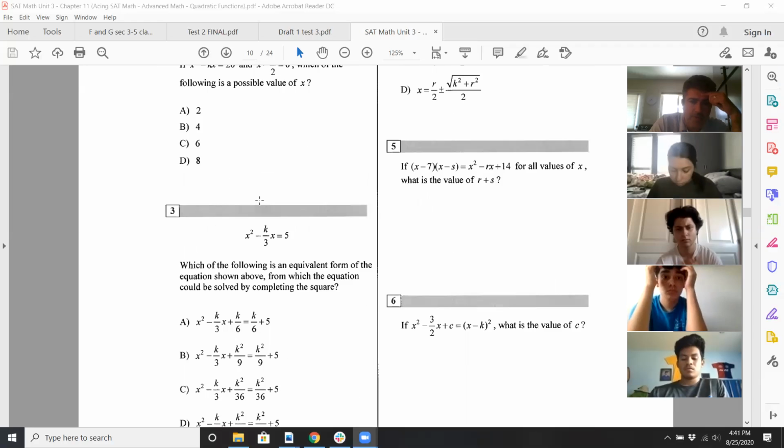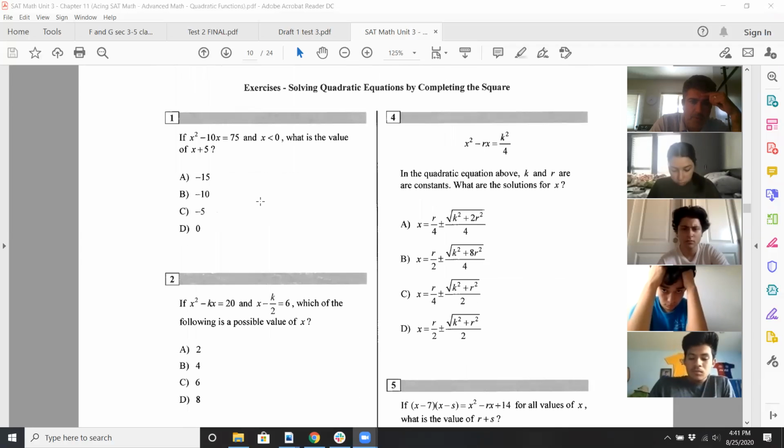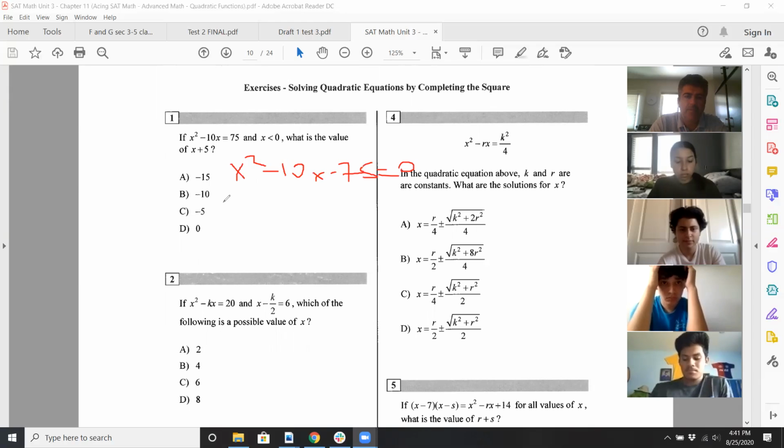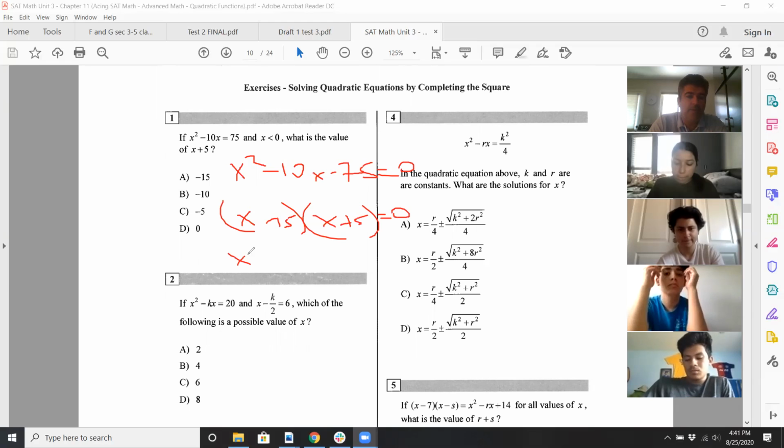Let me do 4. 4 is kind of a crazy one, and I'll definitely do 1 here. 1 again is just very basic factoring. x minus 15 and x plus 5 equals 0, so x equals 15 or negative 5.